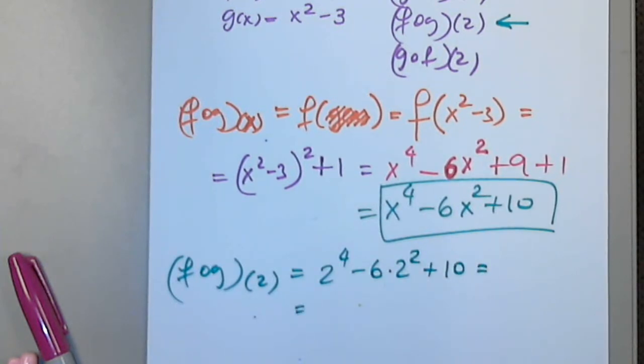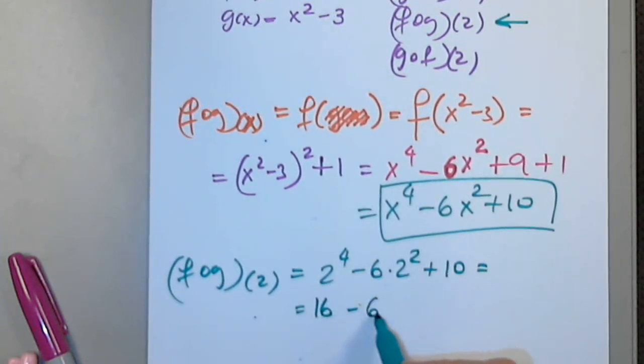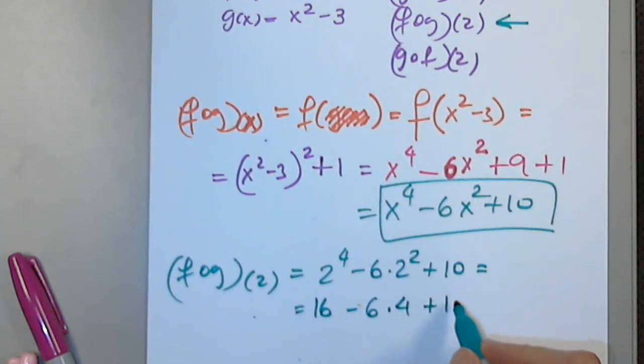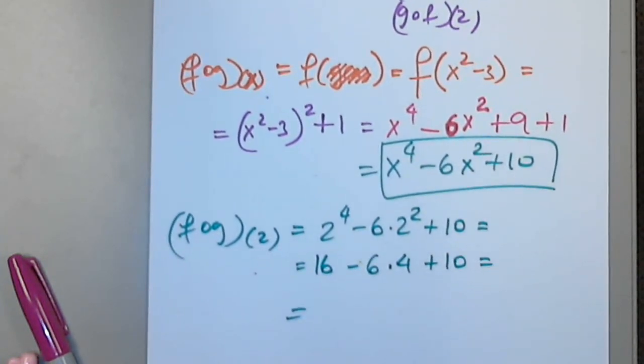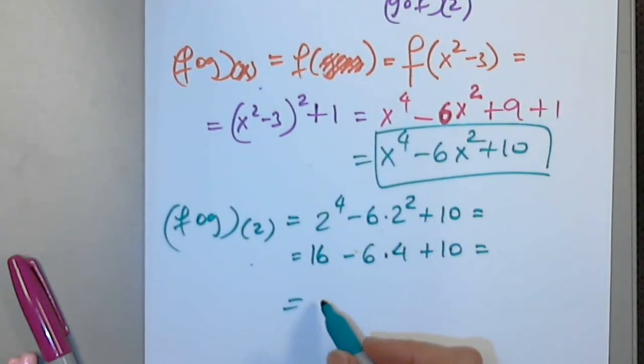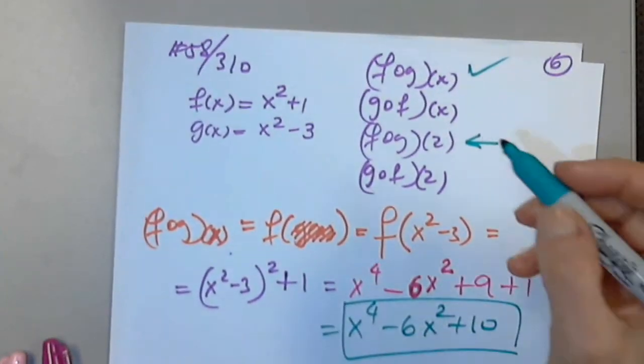Which is the first operation I have to perform? The 4th. Yes, 16. Then 6 multiplied by? 4. Very good. Plus 10. Then I add these two and I get 26. And I multiply these two, I get negative 24. 26 minus 24 is? 2. Very good. So I'm done with these two.